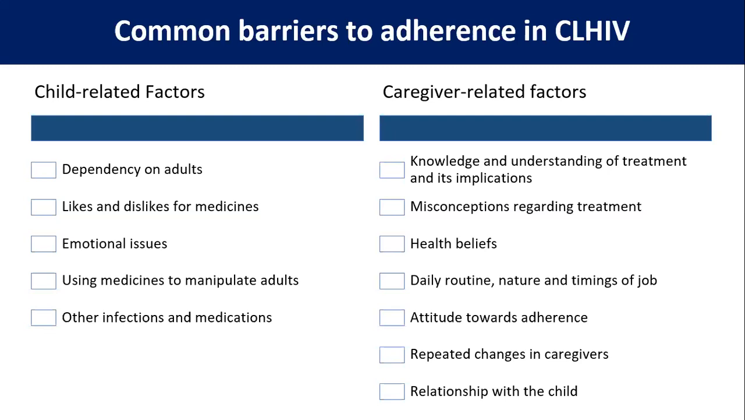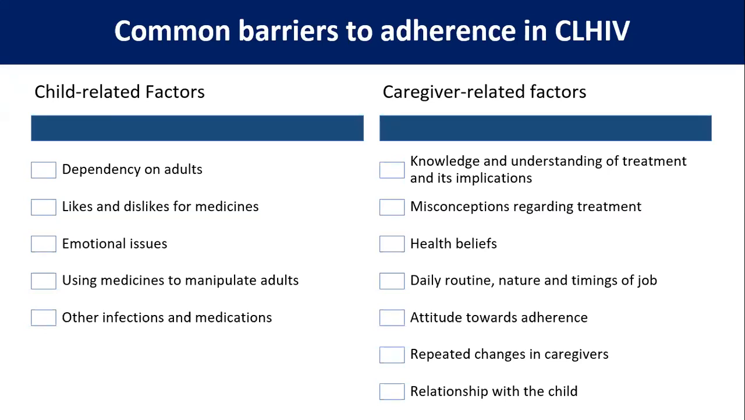And other infections and other medications make it difficult for the patient to adhere. And infection also reduces appetite. So all these things can cause problems of adherence from the child side. And caregiver-related factors are that knowledge and understanding of the treatment and its application may not be adequate, so they may not provide medicine on time. And misconceptions regarding treatment. Some people say this small child is taking the same size of tablet as that of an adult, so let me divide it. So all these things need to be taken care of before saying that the patient is having adequate adherence.